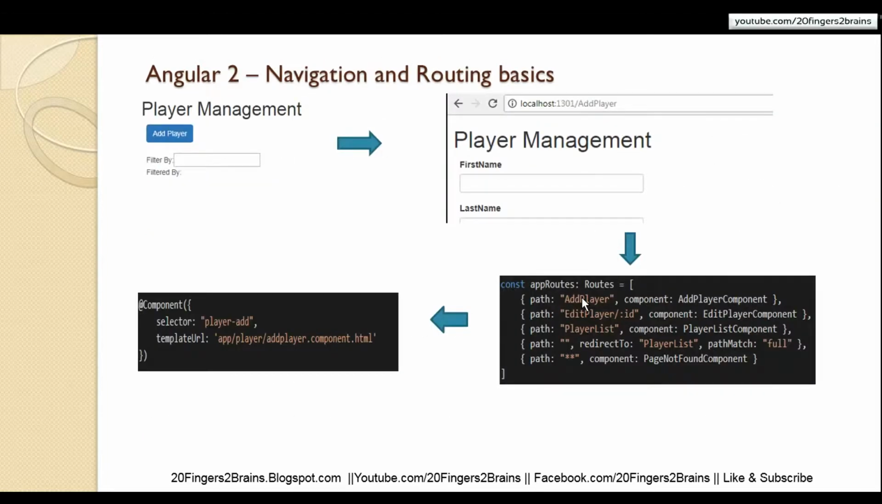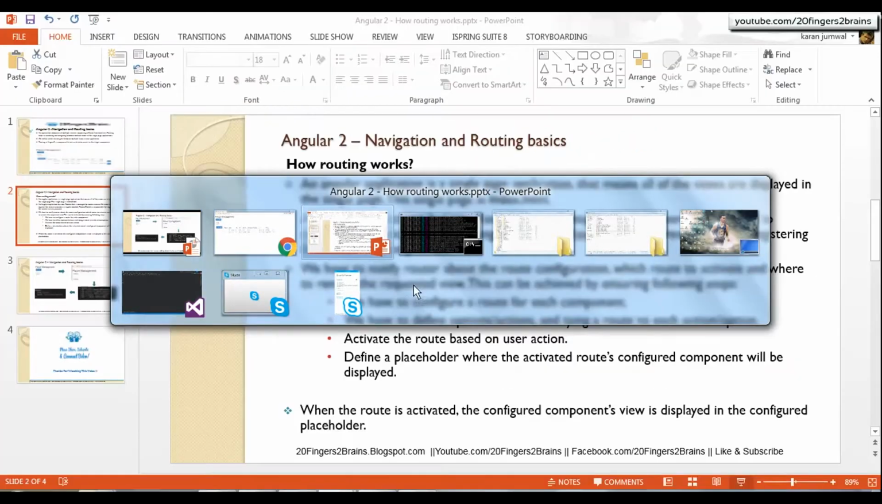So this is the small diagrammatic display we have created. When you click on the add player button, you can see the second screenshot. You can see in the URL it is pointing to the add player route and the add player view is being rendered. In the third screenshot you can see that against add player we have connected a component, that is the add player component, and this add player component has a template in the fourth screenshot. That template will be rendered on the UI. So let's see through the application how this works.